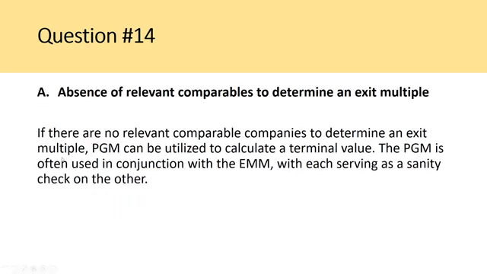So if there are no relevant comparable companies to determine an exit multiple, the perpetuity growth method, or the Gordon growth method, can be utilized to calculate a terminal value. The PGM is often used in conjunction with the exit multiple method, with each serving as a sanity check for the other. So at the end of the day, you want to calculate both, and if one is significantly off from the other, then there might be something wrong. But at the end of the day, they should be within similar ranges, and therefore you can calculate your terminal value and confirm and defend that assumption.